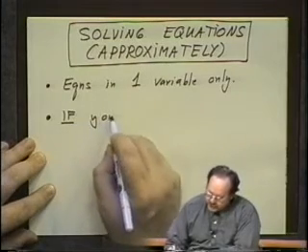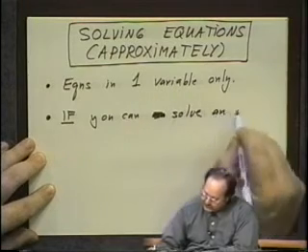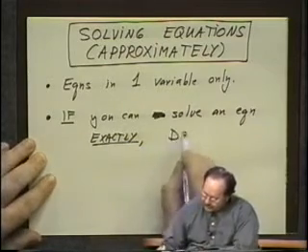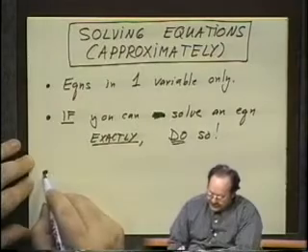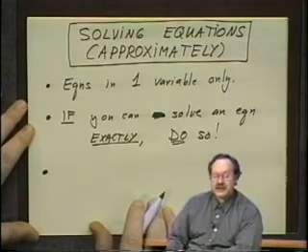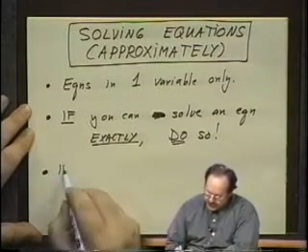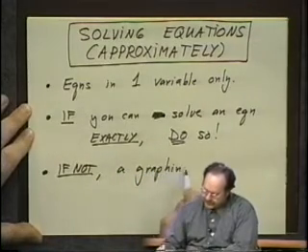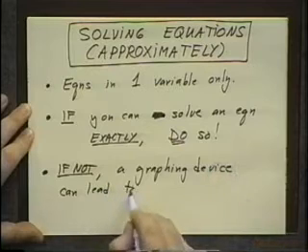if you can solve an equation exactly, well, do so. By all means, try and solve it exactly. However, if you cannot, or if it turns out that solving it exactly would be tremendously difficult, and we'll see examples of that later, you want to try and use the graphing device to get to an approximate kind of solution. So, if not, a graphing device, any graphing device, whatever, can lead to an approximate solution.